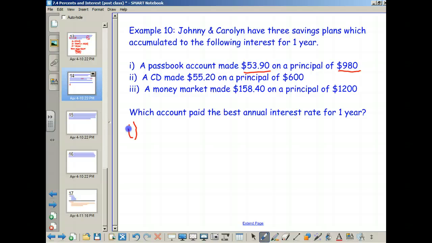We decide if the amount of money we earn versus the amount of money that we put in ends up giving me a higher or lower percent versus the other ones. So this is $53.90, and this is given an initial investment of $980. Okay. Sarah, can you find out what that decimal would be for me?